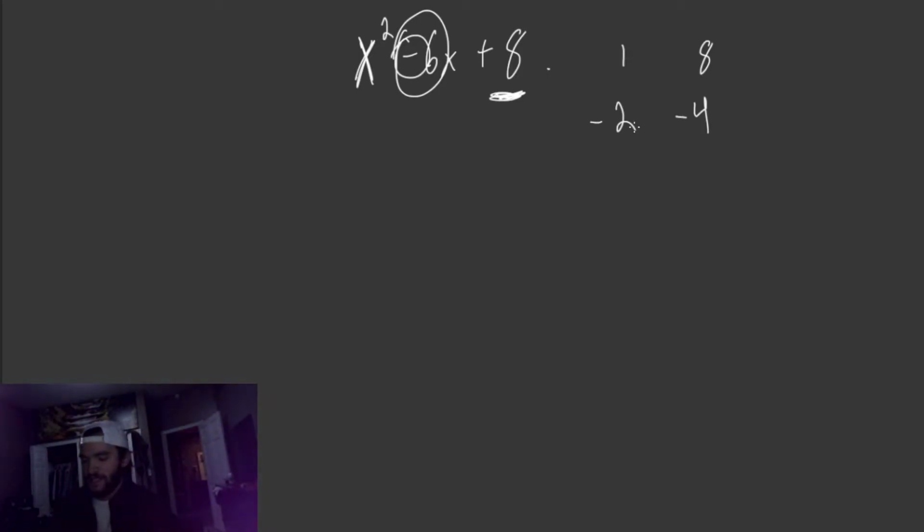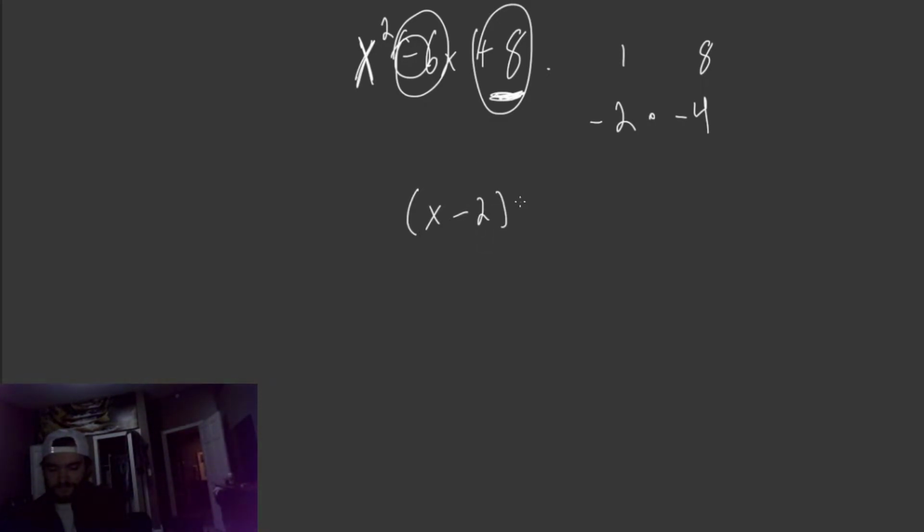negative, technically speaking, negative 2 times negative 4 is positive 8. And then negative 2 plus negative 4 is negative 6. So that kind of works out. So I will show you what I mean by that.